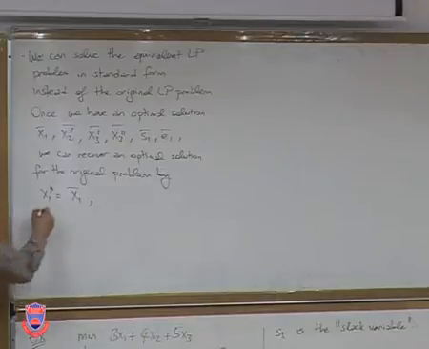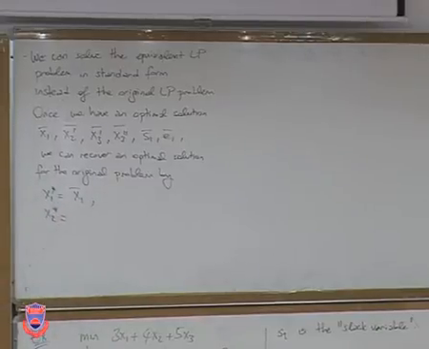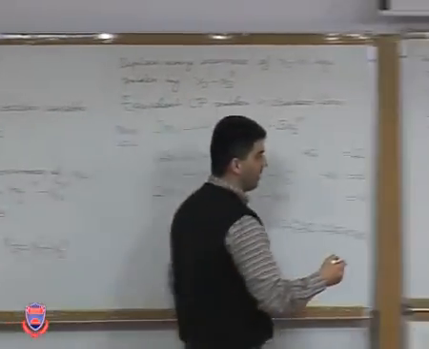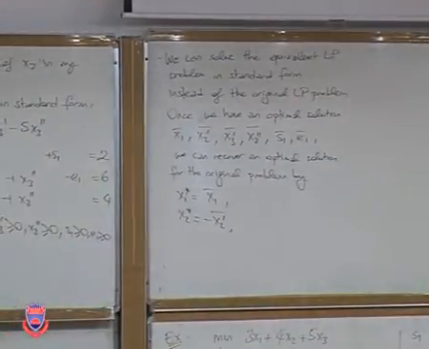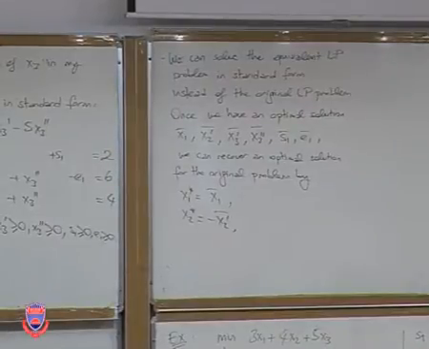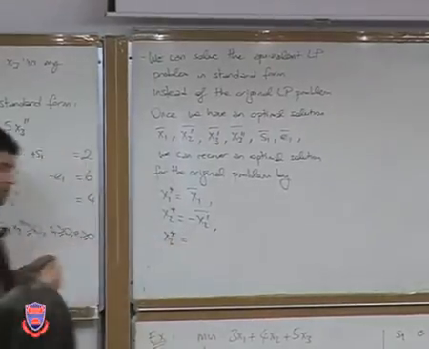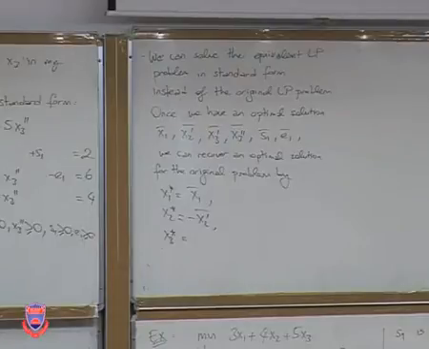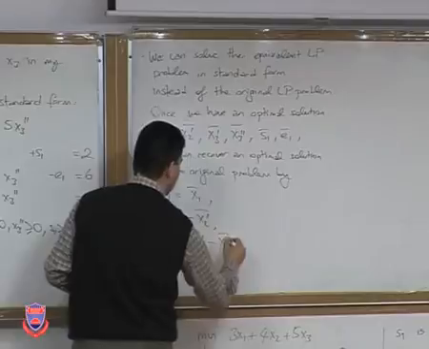What about x2, the value of x2 in the original problem? Well, we have this relationship, right? So if this is true, then x2 should be minus x2 prime. So I'm going to multiply the second decision variable by minus 1. What about x3 star, the value of x3 in the original problem? It's going to be a difference of the third and the fourth decision variables. So the value of x3 star will be given by x3 bar minus x3 double bar.